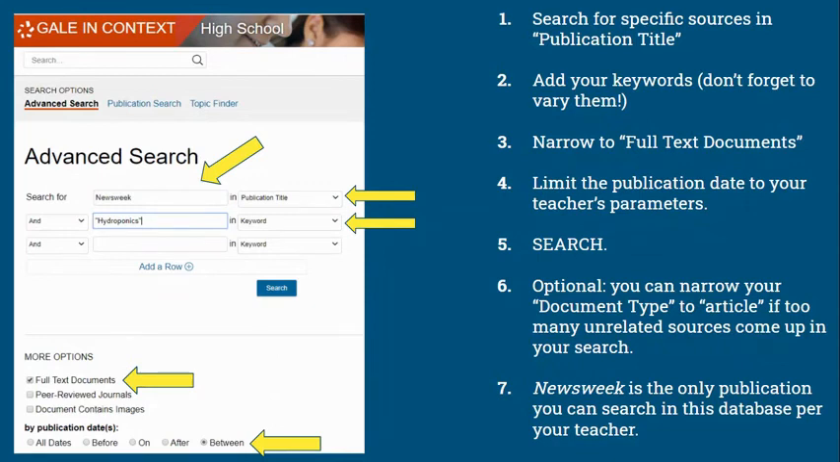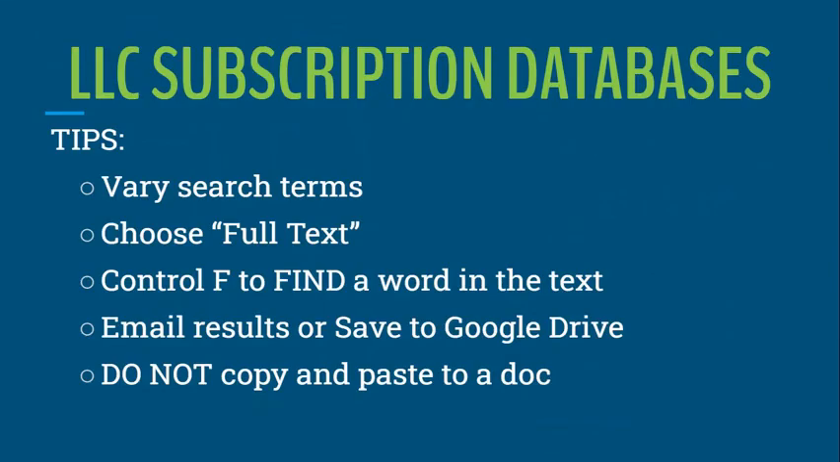Again, it's optional to narrow your search by document type and choose article if too many unrelated sources come up in your search. In this database, Gale and Context, Newsweek is the only magazine that was approved by your teacher to search. But don't forget that in both Gale and Context and ProQuest, you can look at other sources and get teacher approval to use them.